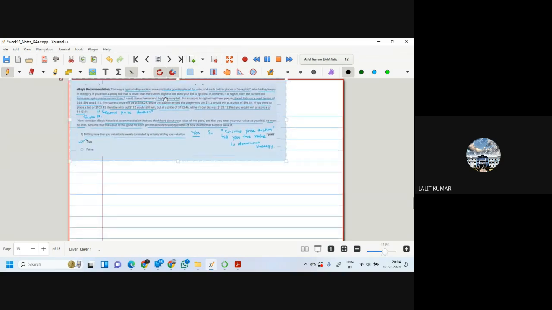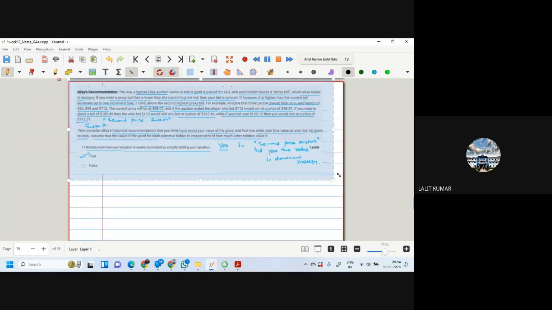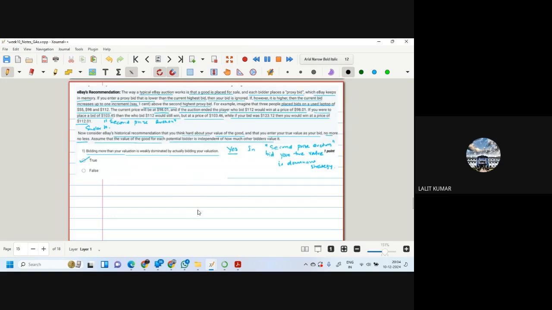So the first question is regarding eBay. It says the way a typical eBay auction works is that a good is placed for sale and each bidder places a proxy bid, which eBay keeps in memory. If you enter a proxy bid that is lower than the current one, then your bid is ignored. If, however, it is higher, then the current bid increases up to one increment only, say 1 cent. For example, if it was 80, 90, 100 and you bid 120, the price will increase by only 100.1.